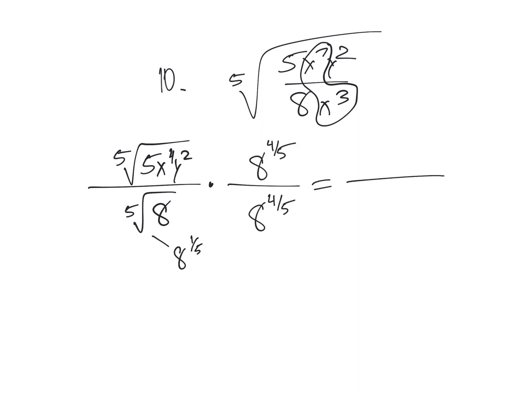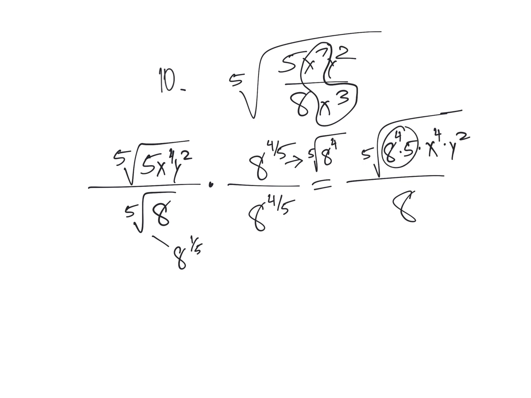So then on the bottom, what do you get? 8. Okay. On the top, again, this is just the same thing as the 5th root of 8 to the 4th. So I'm just putting them together now. So the 5th root of 8 to the 4th times the 5 times x to the 4th times y squared. So again, you could tell me what that is. I'm not worried about that right now. If you had that, I would take it.